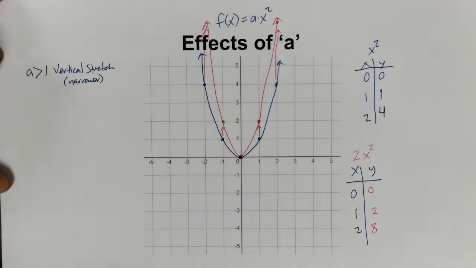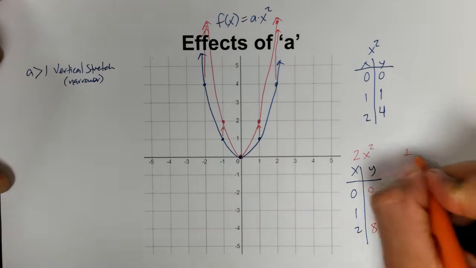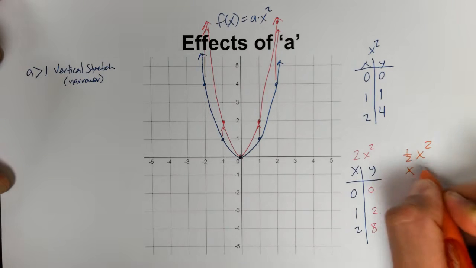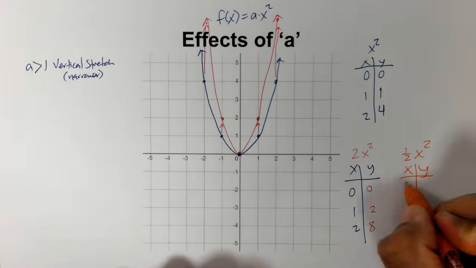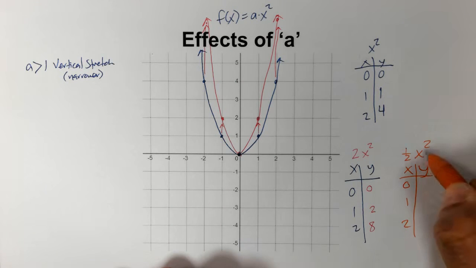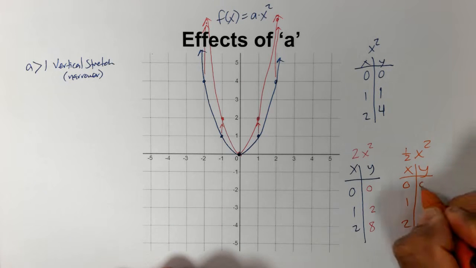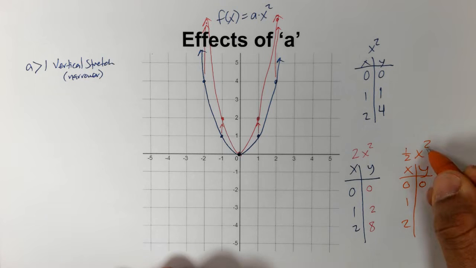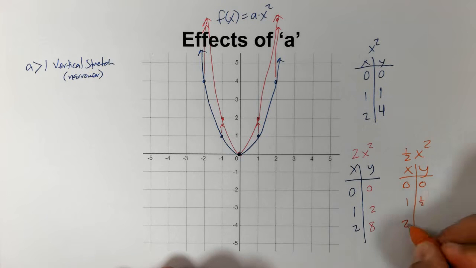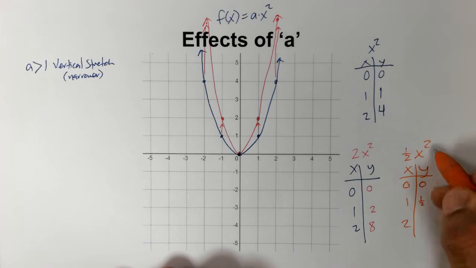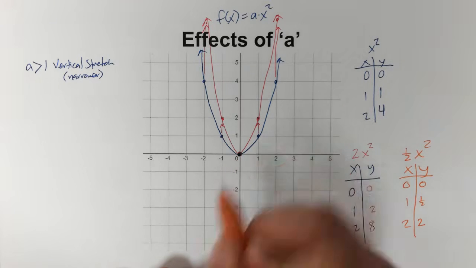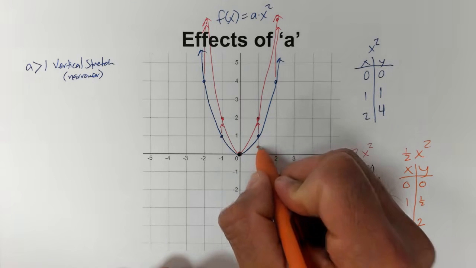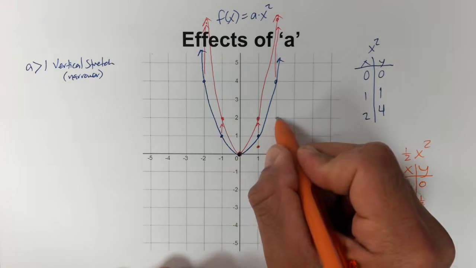Now, what happens if I multiply it by, let's say, 1/2 instead? Let's try the same thing. 0, 1, and 2 are my inputs. 0 squared is 0, times 1/2 is still 0. 1 squared is 1, times 1/2 is 1/2. 2 squared is 4. 4 times 1/2, I get 2. So when I plot these points, I get (1, 1/2). At 2, I'll get 2.